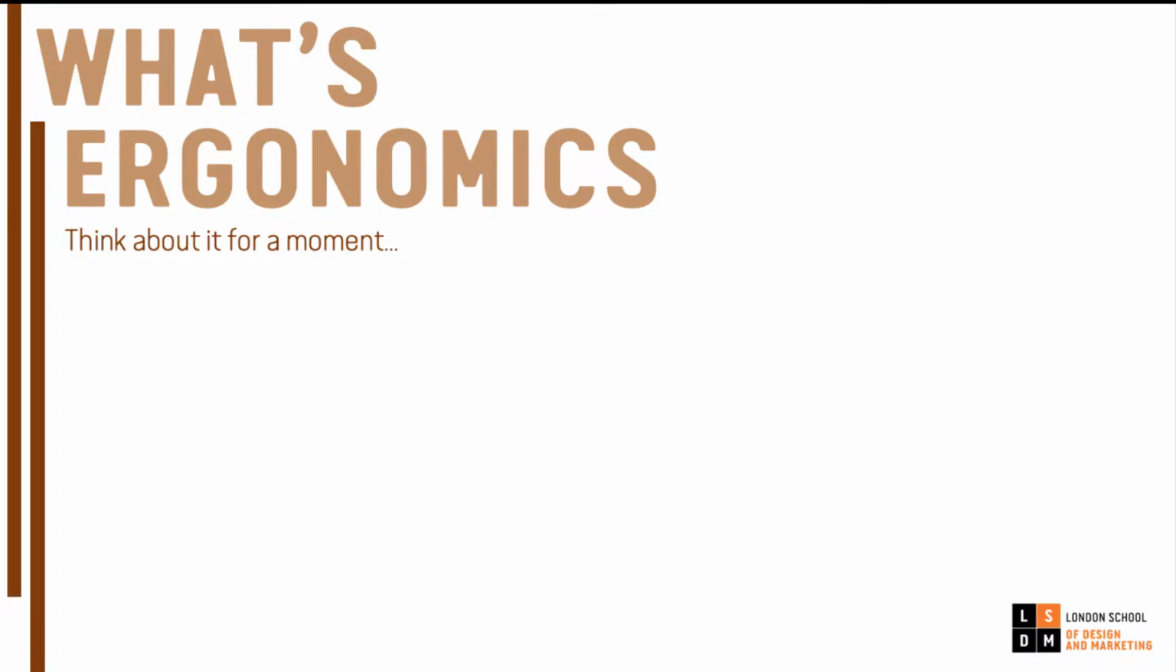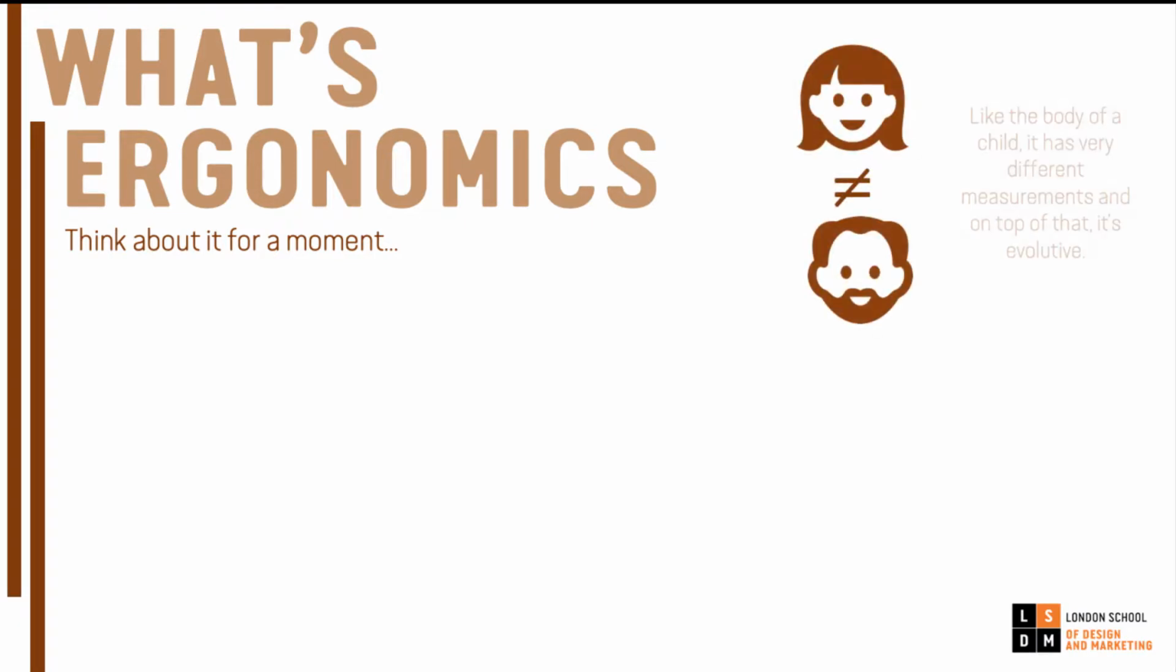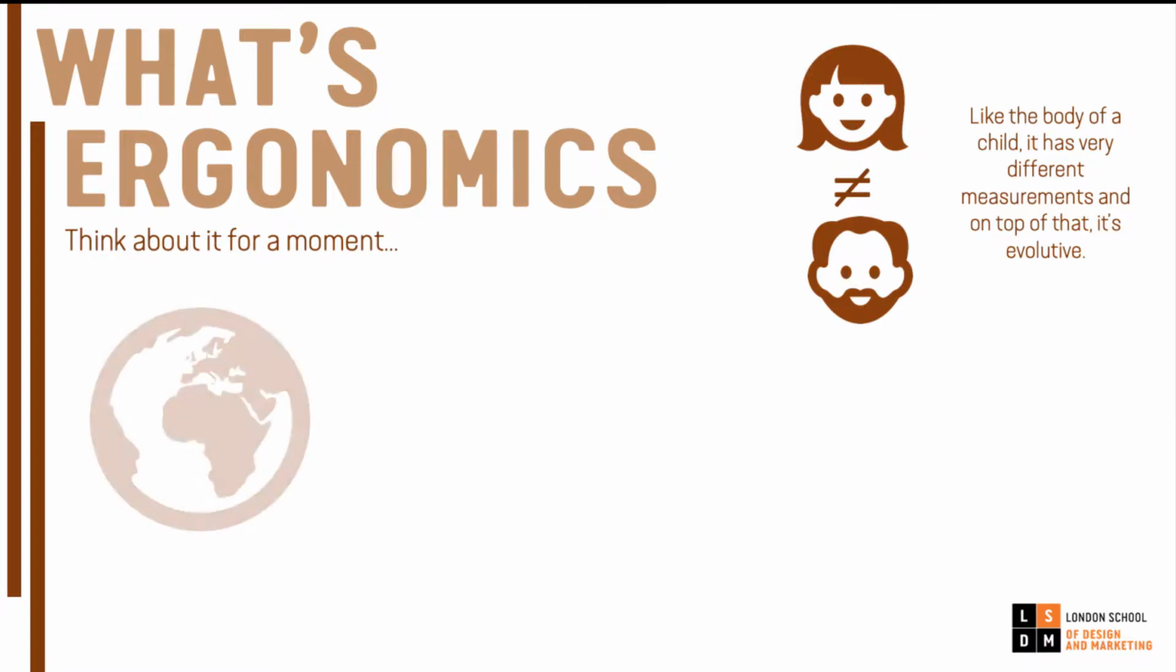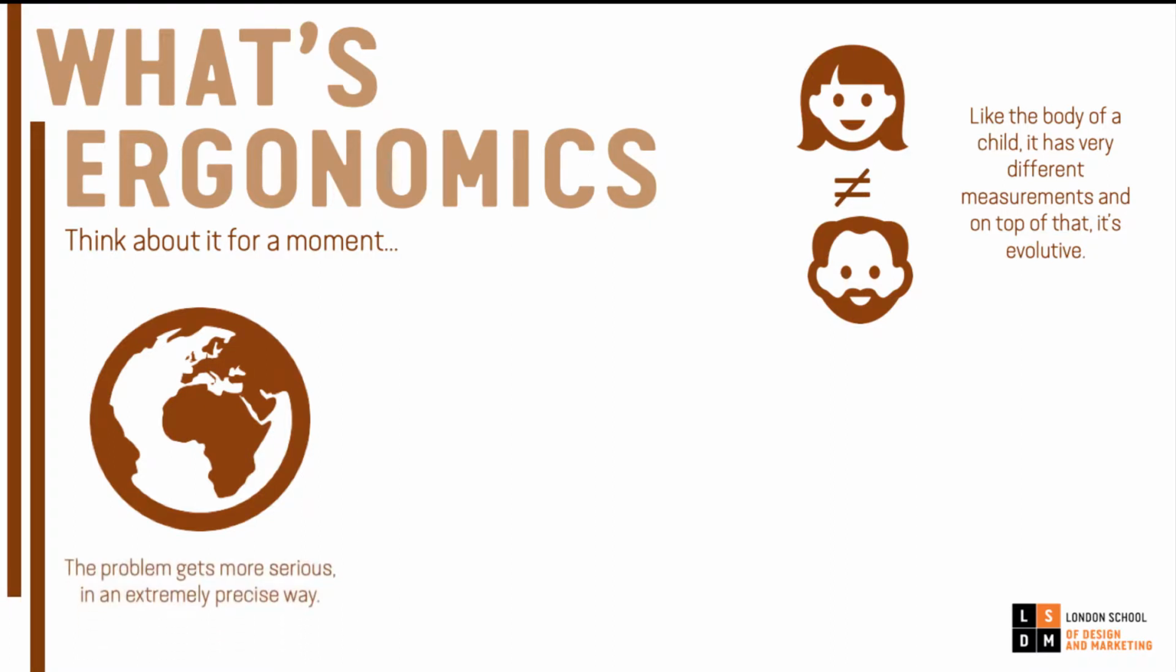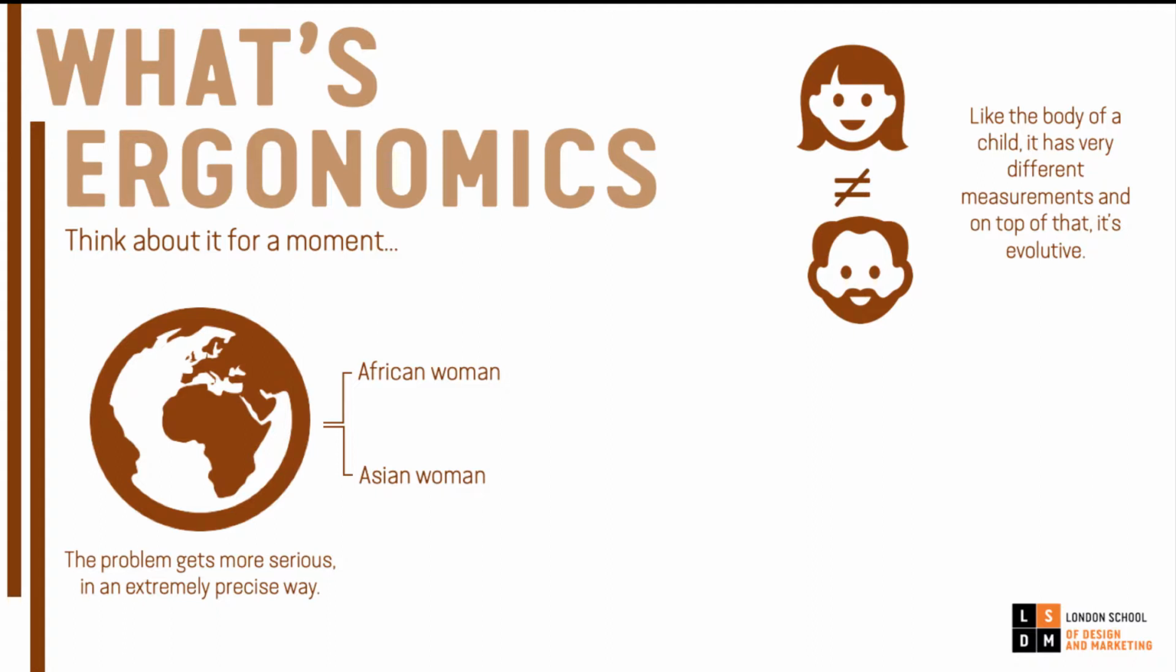If we think this through, we realize the female body is not the same as the male. Like the body of a child, it has very different measurements, and on top of that, it's evolutive. If we think of the different races existent worldwide, then the problem gets more serious, in an extremely precise way. Notice the body of an African woman is different from the Asian one. The silhouette of a man from Southern Europe is different from the man from Northern Europe.